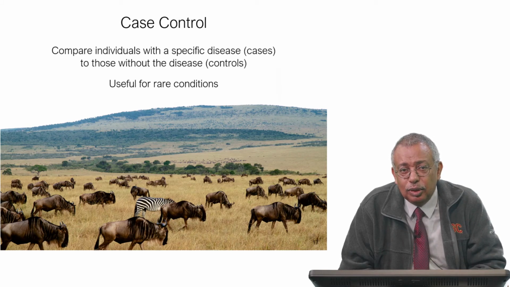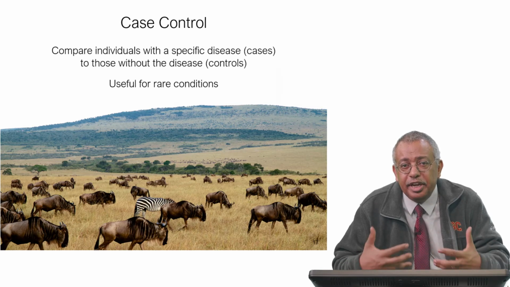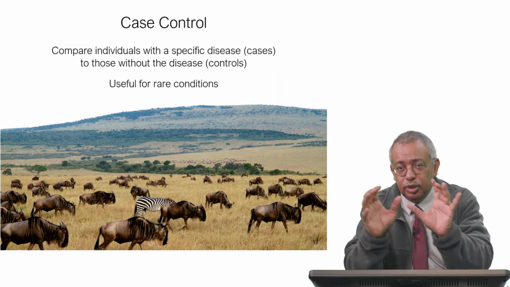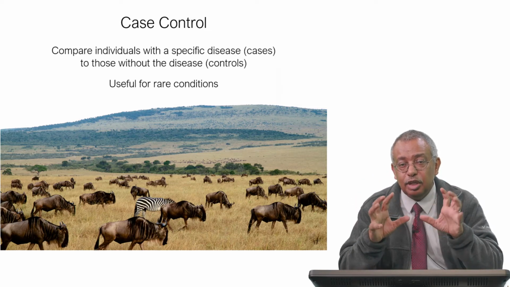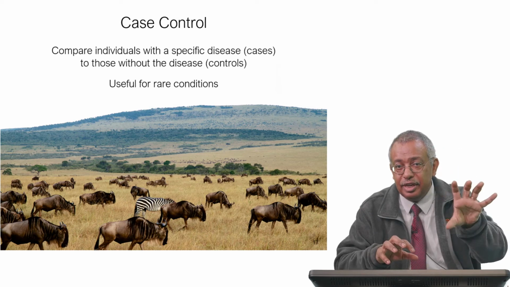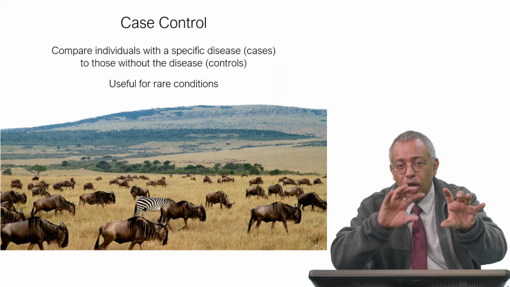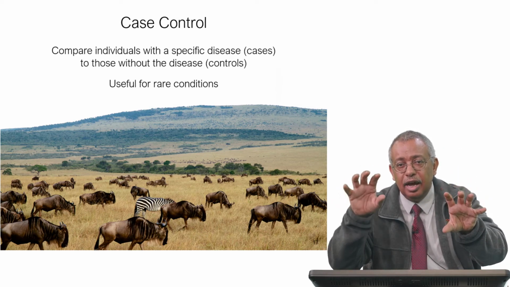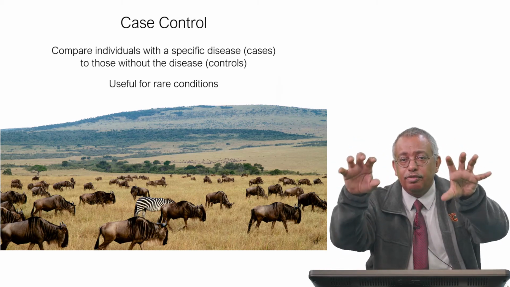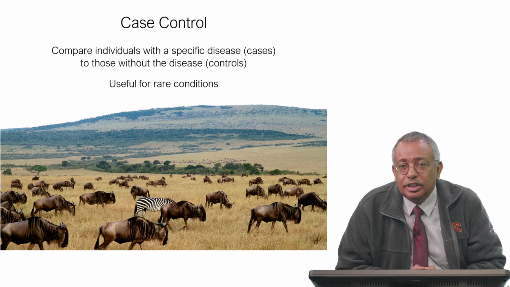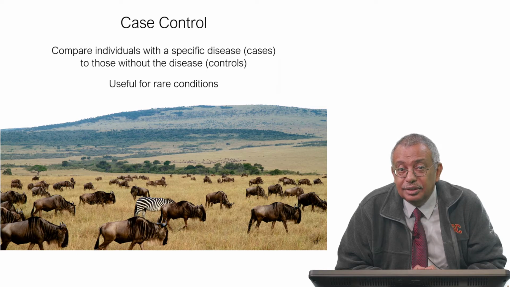Another study design is what we call a case control study. And here basically what we're doing is simply comparing individuals with a specific disease, which we call cases, to those without the disease, which we call controls. And therefore we're starting actually with the outcome. So we have a number of cases and then either 1 to 1 or 1 to 2 or 1 to 3 controls for each of the cases. So we're starting with the outcome. And therefore we're trying to see what these cases and the controls were exposed to. And as you can imagine, this is very useful when you're dealing with rare conditions.